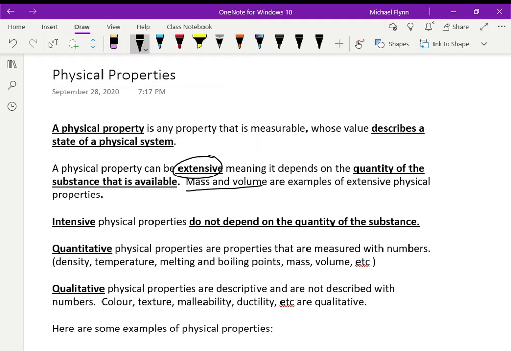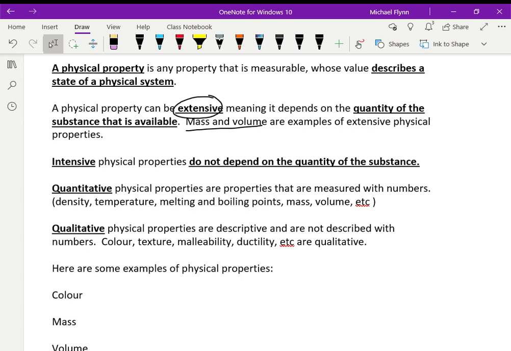Density does not depend on how much you have. How good an electrical conductor does not depend on how much wire you have, right? So copper is a good conductor of electricity regardless of how much copper you have. So you get it, those are called intensive properties. Most properties are intensive. They don't depend on how much you have.